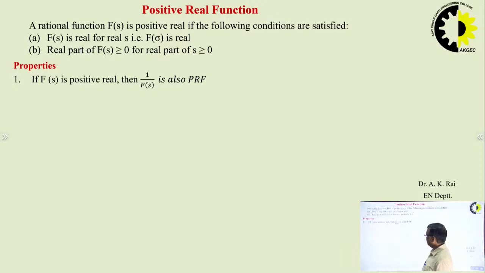Then what are the properties? Properties are, if F(s) is positive real, then 1 by F(s) is also a PRF. What does it mean? It means if the impedance function is positive real, then the admittance function is also positive real.